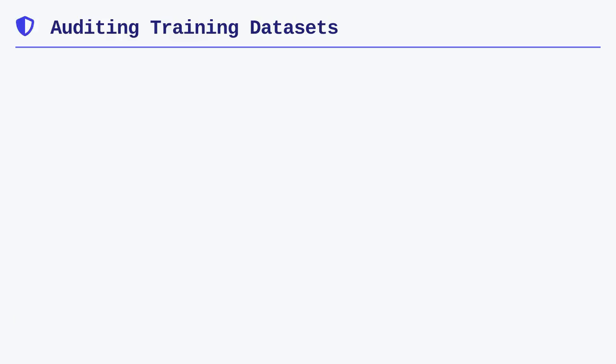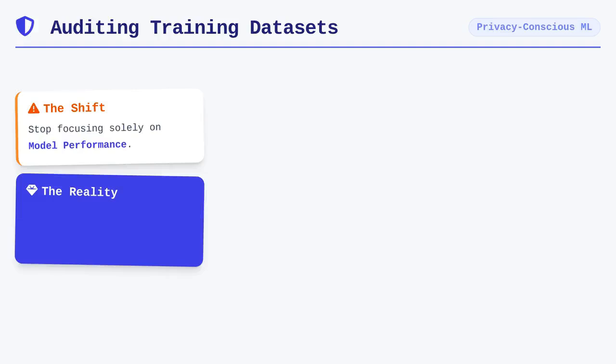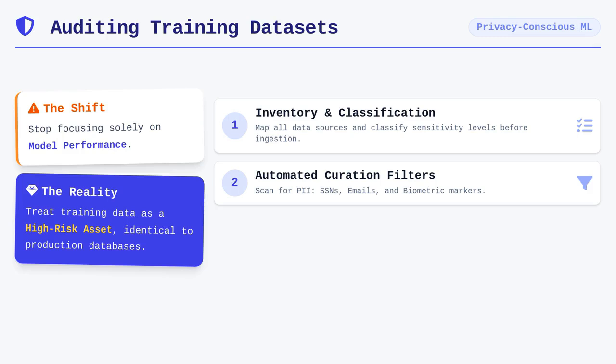Auditing training datasets is a fundamental phase of a privacy-conscious machine learning lifecycle that often gets overlooked in favor of model performance metrics. You should treat your training data as a high-risk asset that needs its own inventory and classification mapping, similar to how you treat production databases. This involves running automated data curation filters that scan for patterns resembling personal identifiers, such as social security numbers, emails, or biometric markers before the training cycle initiates.